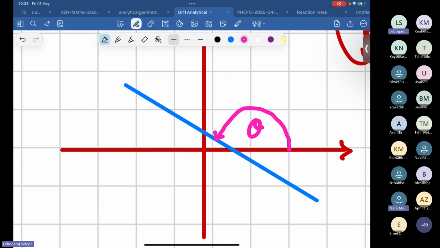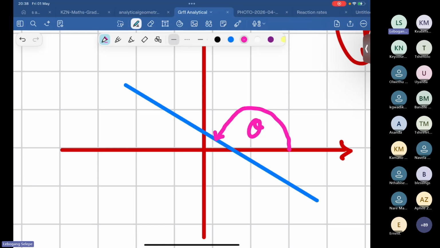Yes. Okay, so keep in mind all the time that you are getting the angle from the positive x-axis in an anti-clockwise direction. Anti-clockwise, guys, is in the opposite direction from the clock. In an anti-clockwise direction to the line segment itself.